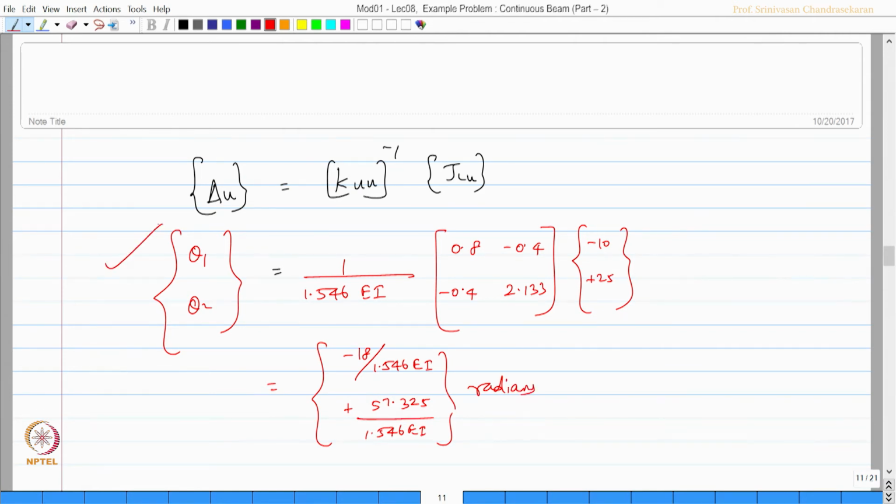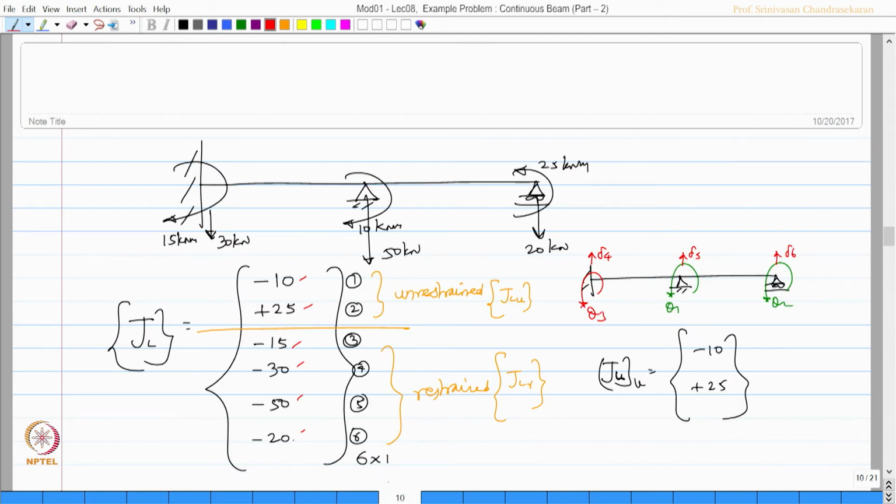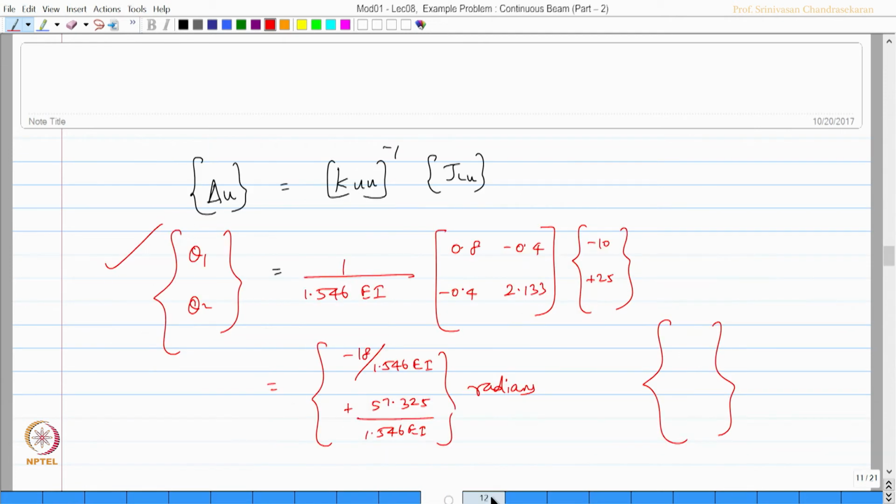Okay. So, we have solved this problem for theta u, but we have to find the end moments, that is important. We have only solved the unrestrained displacements. May I ask you a question, what will be the vector of restrained displacements, which are, what are the restrained displacements in this problem? Theta 3, delta 4, delta 5, delta 6. What will be this vector? Because these are restrained degrees. So, as you correctly guessed, it will be 0. Okay. So, there is no need to work out that.